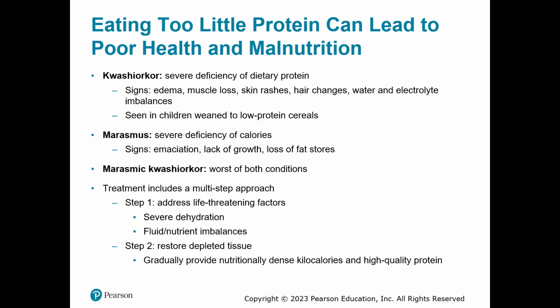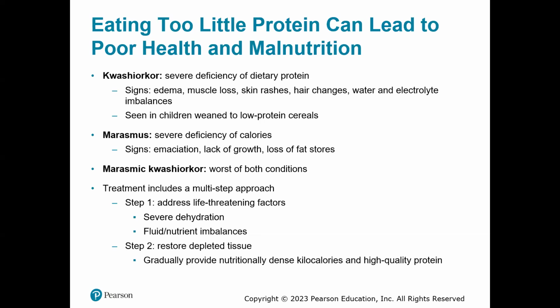Marasmus is not just a protein deficiency. It is a severe deficiency in calories. So basically starvation, where we have kids that are severely malnourished. They have very, very thin arms and legs. They have stunted growth, very little fat on their bodies. Or you can have the worst of both conditions and have marasmic kwashiorkor, which is both protein deficiency and overall caloric deficiency as well.